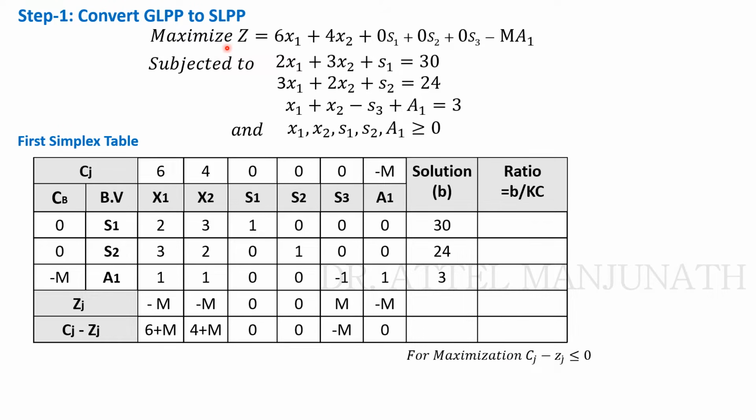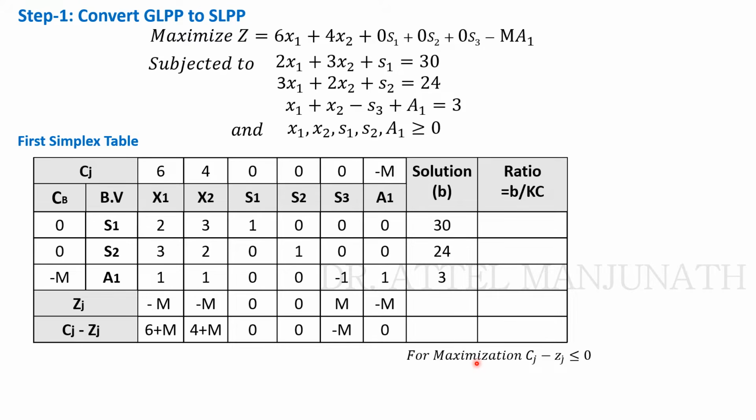As we are solving the maximization problem, all the cell values in this row should be less than or equal to 0 to get an optimum solution. If the values are greater than 0, then the condition is not satisfied for optimality. So you need to calculate further iterations to get the final optimum solution.